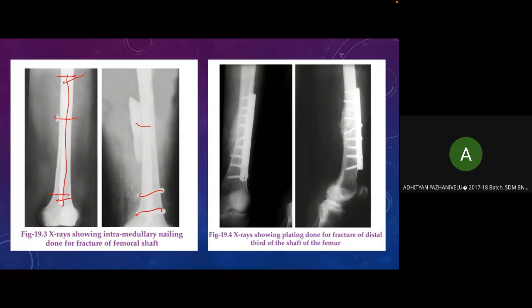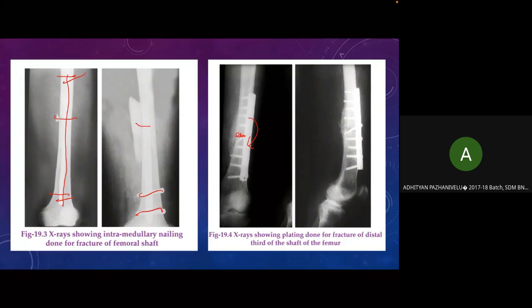These are load sharing and load bearing devices. That is, they help the bone to share the weight, or they themselves bear the weight. This nail is basically a load sharing device because it shares with the bone. Here new bone has to form, and these plates are load bearing devices because they transfer the weight from this fragment to this fragment, and there is no continuation in the bone.